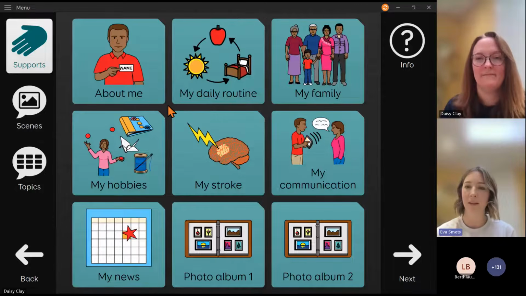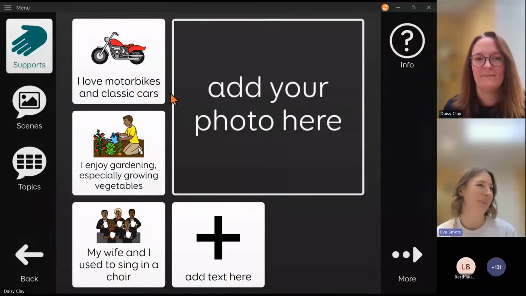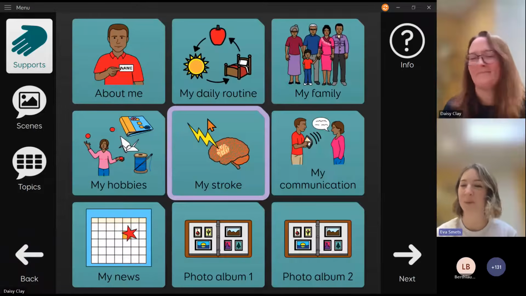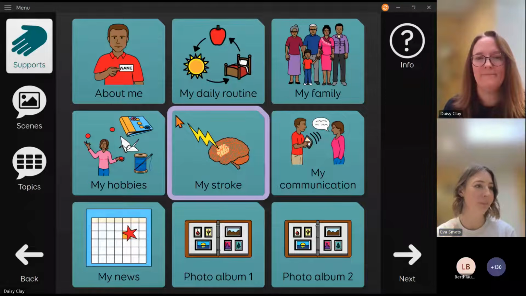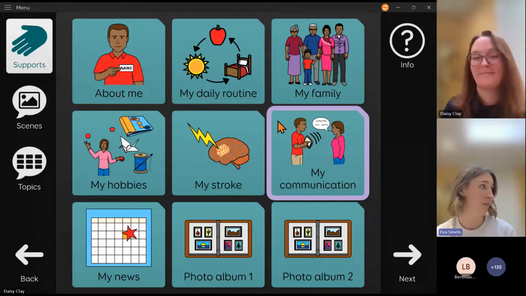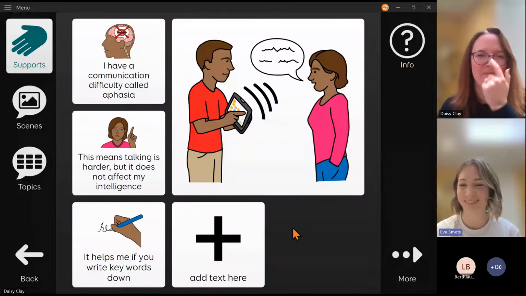You can also personalise a section about the individual's hobbies. My hobbies. You can personalise information about their stroke or brain injury. Lots of people find it really helpful to have that timeline information, perhaps when the event happened, how long they spent in hospital. And there's a section to fill out about their communication, perhaps their communication needs or strategies that might be helpful. My communication.